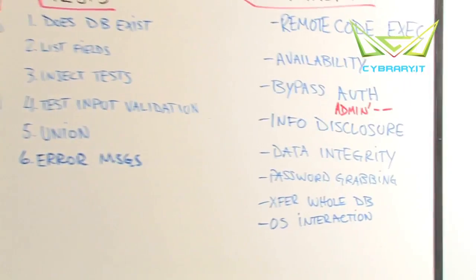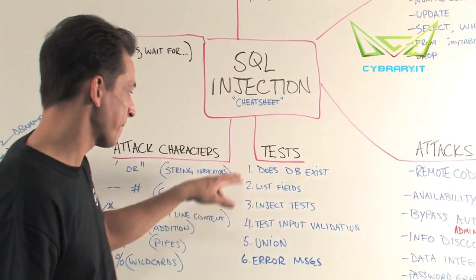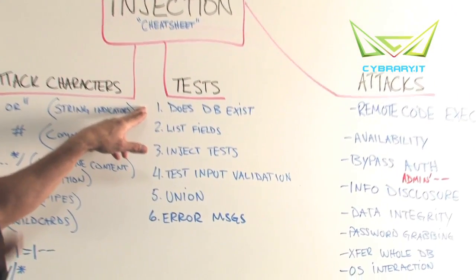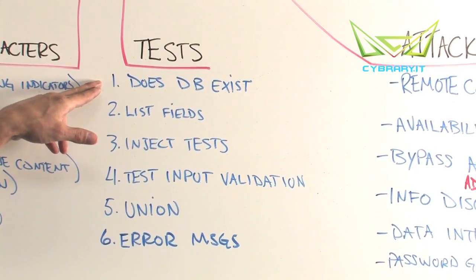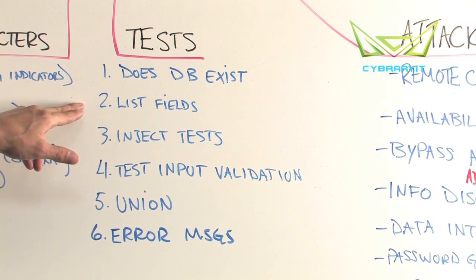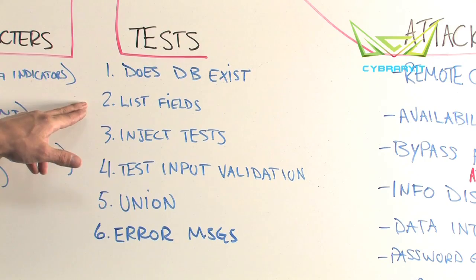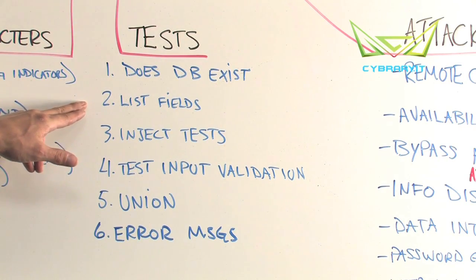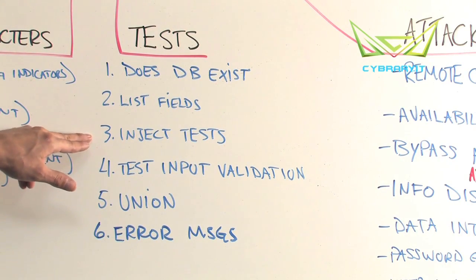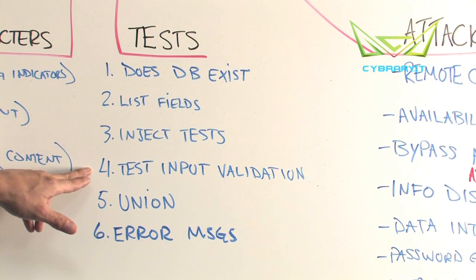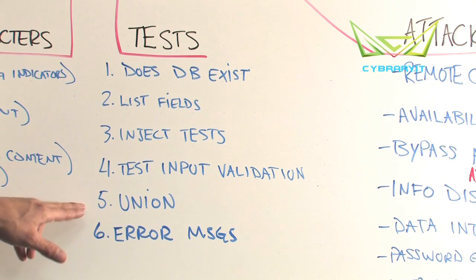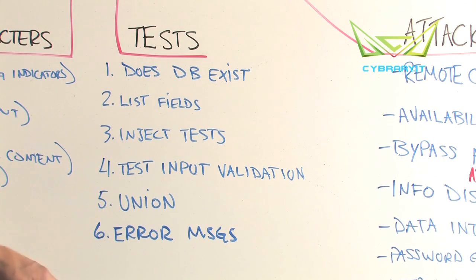All right, so let's talk about some of the tools. Does the database exist? Where is it? Ultimately, you need to enumerate that. Once you find out what database it is, then we want to start listing the fields inside the database. We can do some basic injection tests, test what sort of input validation is actually present, start doing things like the UNION command, and then dissect our error messages to see if we can't get any more information.